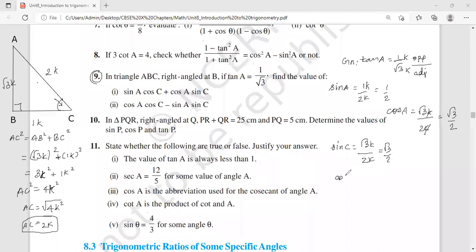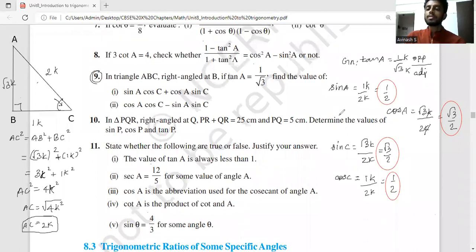And similarly, cos C. For C, the adjacent side is 1k, the side next to it, and the hypotenuse is 2k. Again, after cancelling the k, you will get 1 by 2. So these are the values of sin A, cos A, sin C, and cos C. Now we have to substitute them in the first and second subdivisions and find the values.